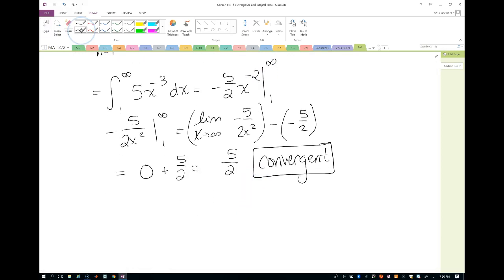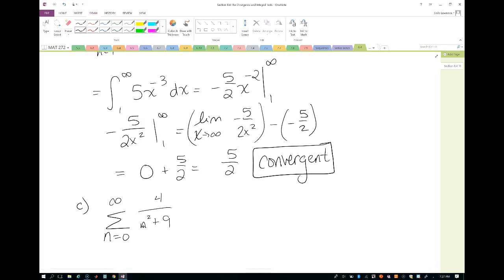So let's try one more really quick that is not a p-series. We're going to try to determine if the sum from n equals 0 to infinity of 4 over n squared plus 9 is convergent or divergent. Now, if that plus 9 wasn't there, this would look like a p-series. But because of the plus 9, we can't exactly use the p-series rules on this. For a p-series, the only thing you want to have in your denominator is the n with the power.